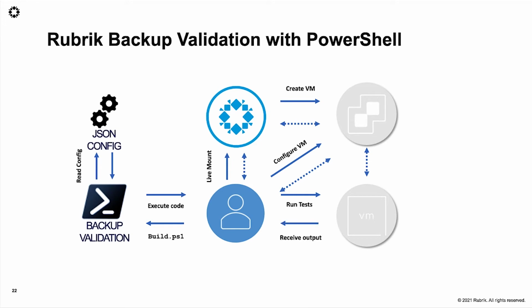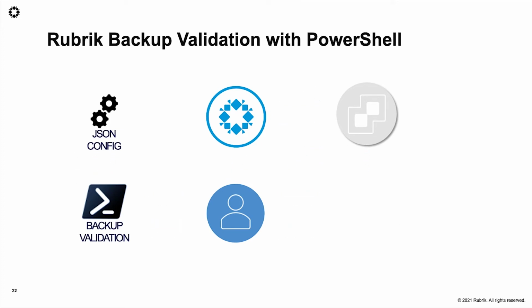From there, we simply send the output back to the user, hopefully saying everything's good. This VM is going to be able to be restored. And then after it's done, the whole thing gets cleaned up, because obviously we don't want to leave a live mount laying around if we don't have to. And we're done. So with that, I think that's enough talking about the process. Let's jump in and actually have a look at how it works.